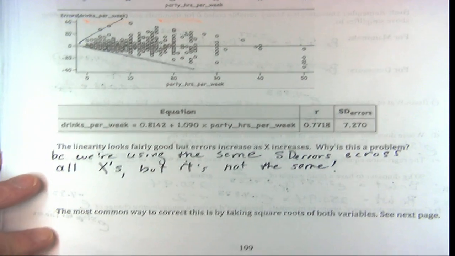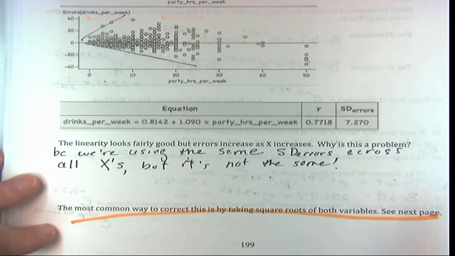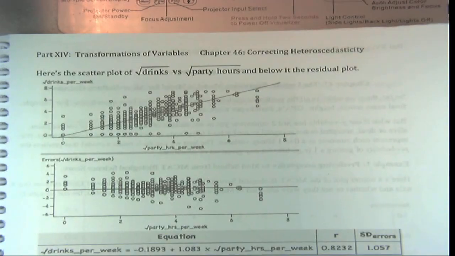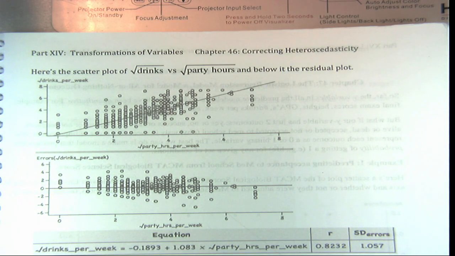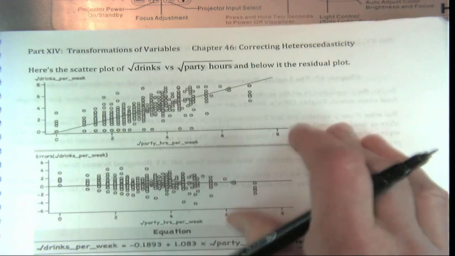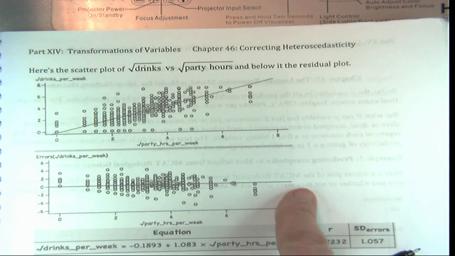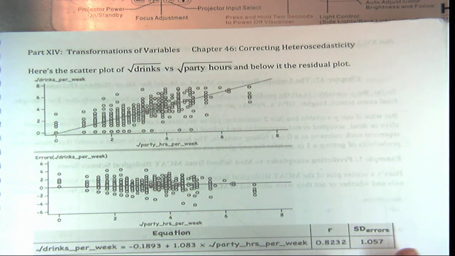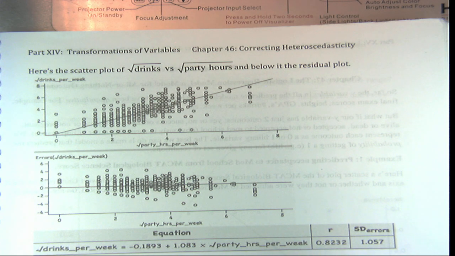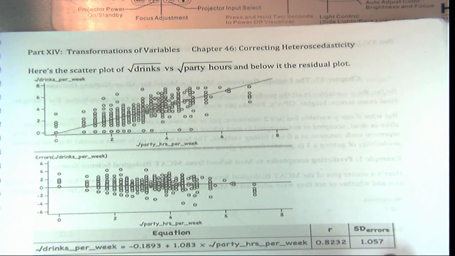So the most common way to correct for this is by taking the square roots of both variables. So let's try that. So we did that. And you have a homework problem on this example, but it's turning into a multiple regression example, adding gender, but you're going to be doing essentially the same thing.